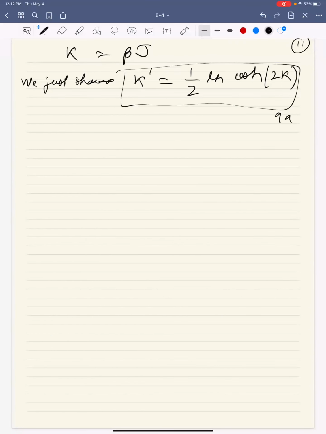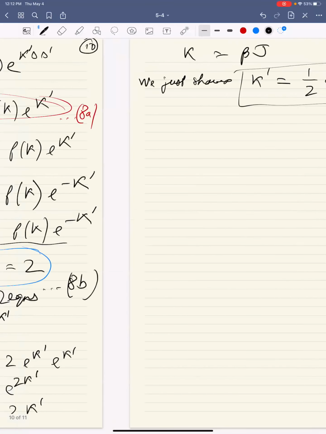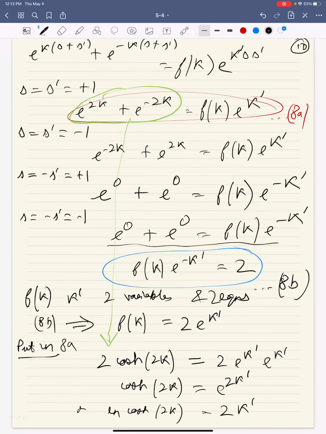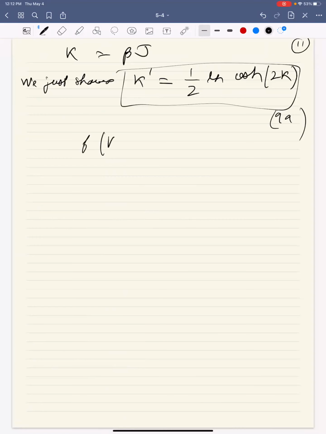Let's call this equation 9a. And now we can write f of k, because we know f of k is equal to 2 e to the power k prime, right? So we know that function also. So f of k is equal to 2 square root hyperbolic cos of 2k.